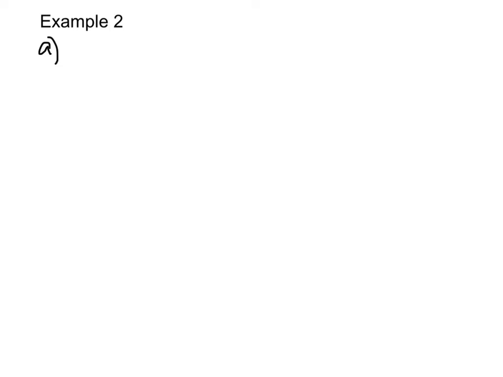Example 2a. 7y to the 0 power. Now, what did we say? Anything to the power of 0 is what? It's 1. So guess what? This example is not 1. Why?